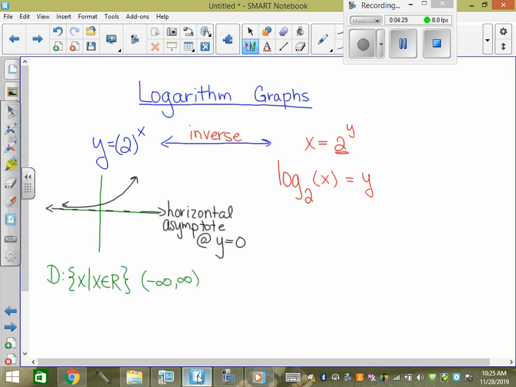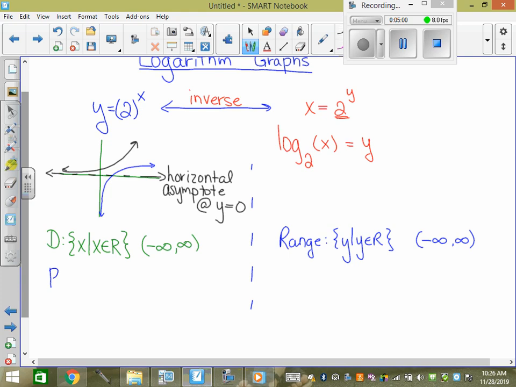Now, my log graph looks like this. So the domain is x is greater than 0. Because it's an inverse, the range is going to be y is any real number. Remember, your x and y are just swapped. So the range of this graph over here is y is any real number. The range of my exponential, this 2 to the x graph, is going to be greater than 0 because I have no vertical translation and I have no reflection. So it's going to be y is greater than 0.